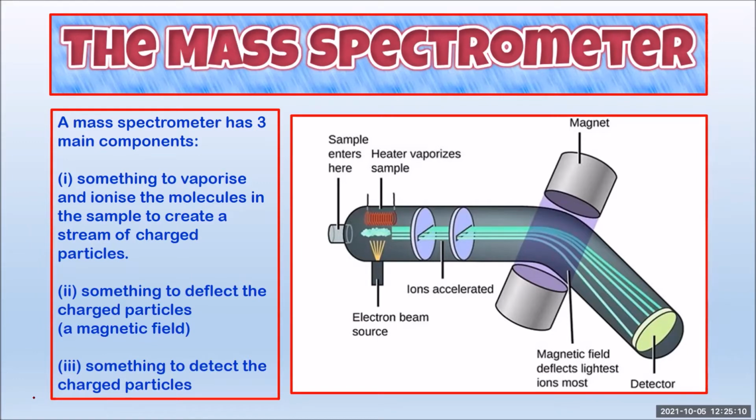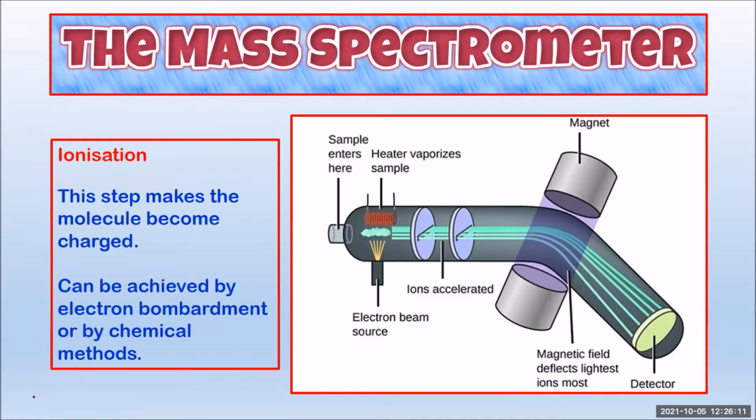The mass spectrometer has three main components. We need something to vaporize and ionize molecules in the sample and produce a stream of charged particles. That's this part of the machine here. We need something that is actually going to deflect the charged particles by producing a magnetic field. That's the magnet here. And we need something to actually detect the charged particles after they've been deflected by the magnet. This is the detector screen here.